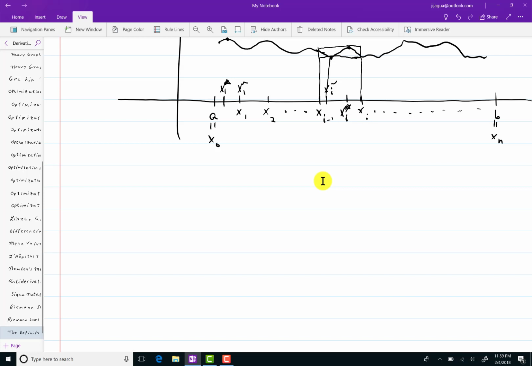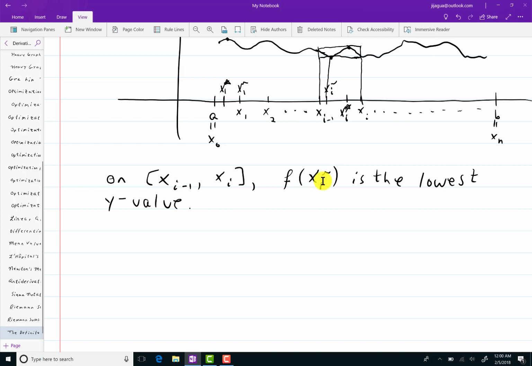So what you have on the closed interval x sub i minus 1 to x sub i, f of x sub i squiggle is the lowest y value. f of x sub i star is the highest y value.